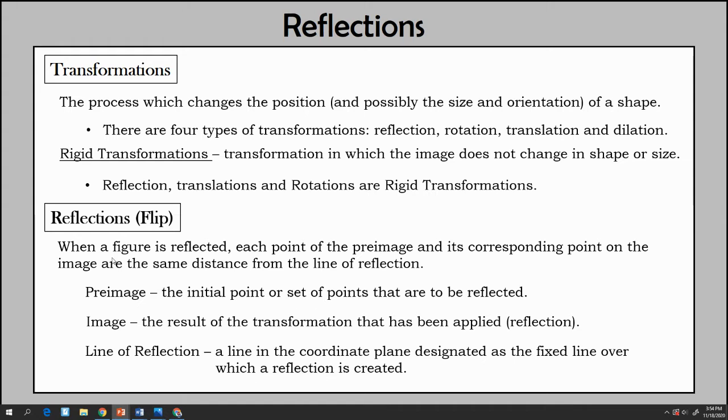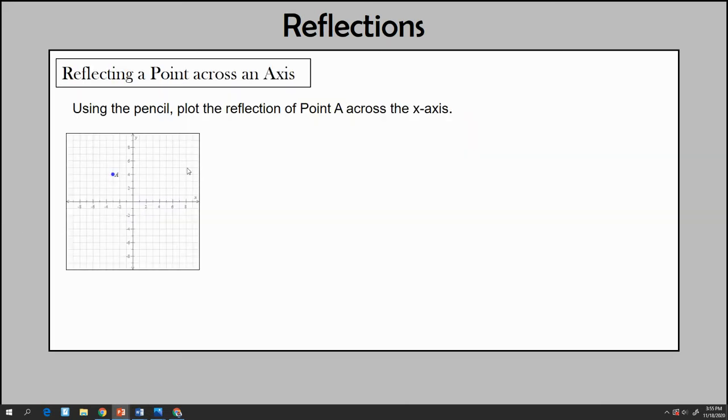Okay, so now going back up and rereading it. When a figure is reflected, each point in the pre-image, the original, and its corresponding point on the image, our new creation, are the same distance from that line of reflection, which is a line they've designated that we're going to work our reflection over. There are all kinds of different ways we can look at reflections and do them in the coordinate plane, and I'm going to go through a lot of these examples with you.